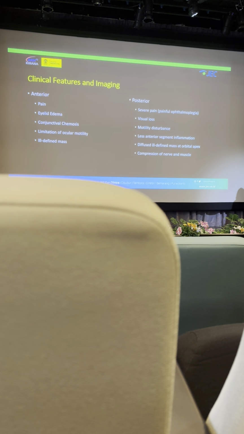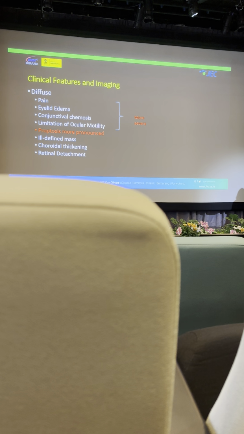And posterior type has severe pain with visual loss and motility disturbance, with less anterior segment inflammation because this is the posterior type, and an ill-defined mass in the orbital apex, and sometimes there is compression of the nerve and muscle. In the diffuse type, there is pain, edema, conjunctival chemosis, and limitation of motility, more severe than the other types. Sometimes in other imaging we can see choroidal thickening and retinal detachment.